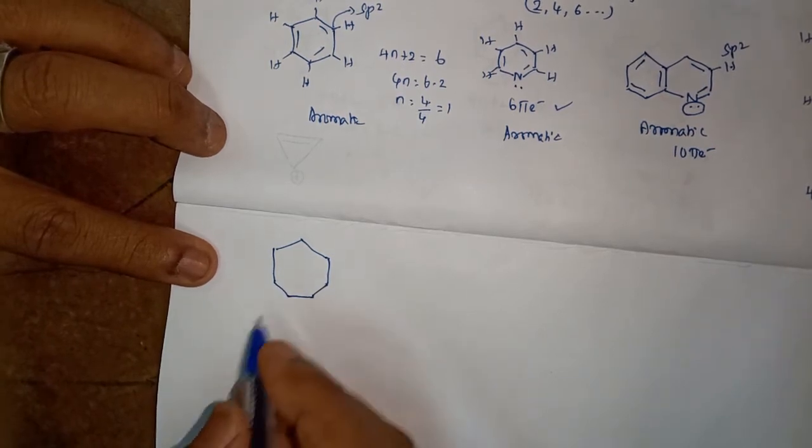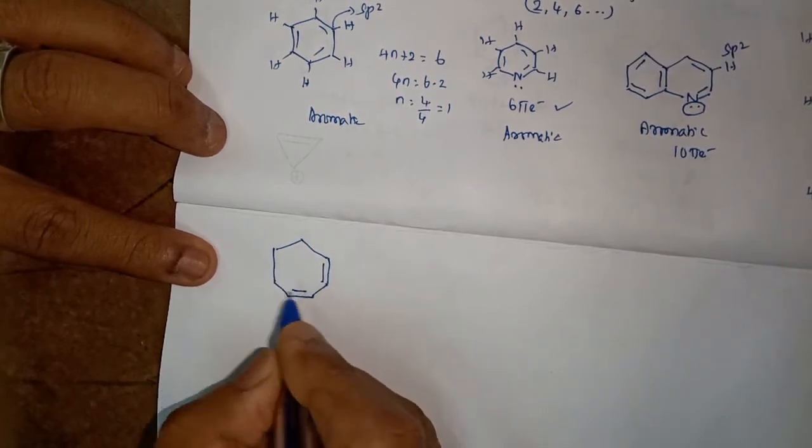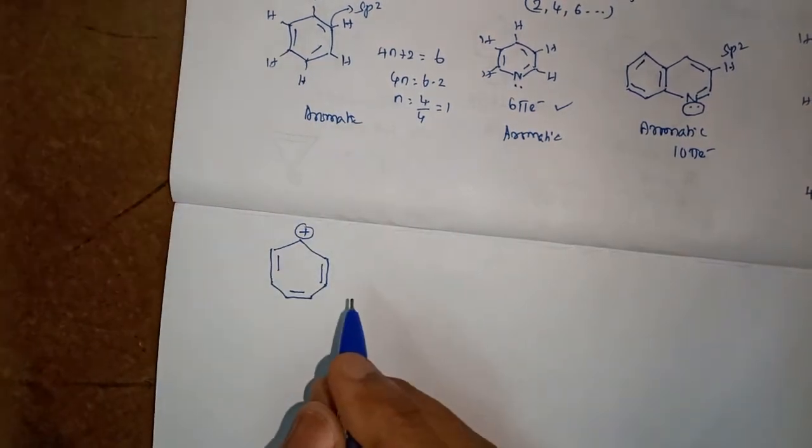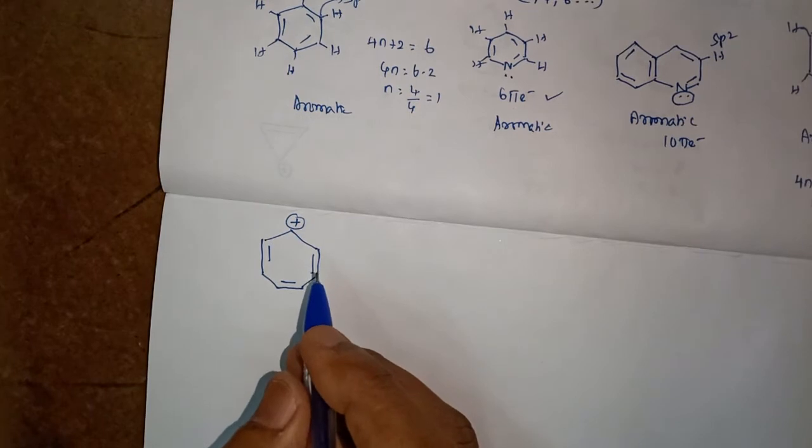I take a 7-membered ring. You see 1, here 2, here 3. It has a plus here. I want to know whether it is aromatic or not. To know whether this is aromatic or not, what can we do?